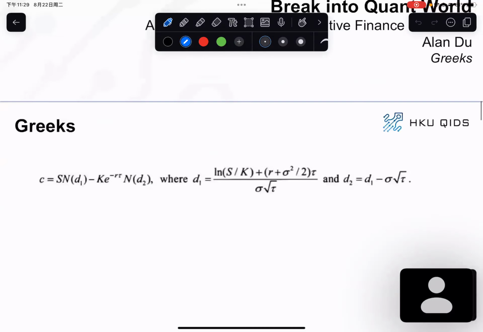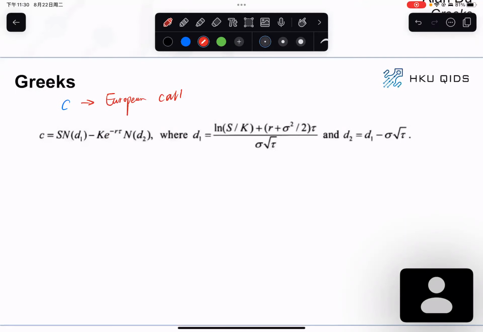And let's first have a review about the Black-Scholes pricing model for options. We call C as what? C is just the European call. We just use this European call as a classic example, and it can be written as S multiplied by N(d1) minus K multiplied by a discount factor multiplied by N(d2).